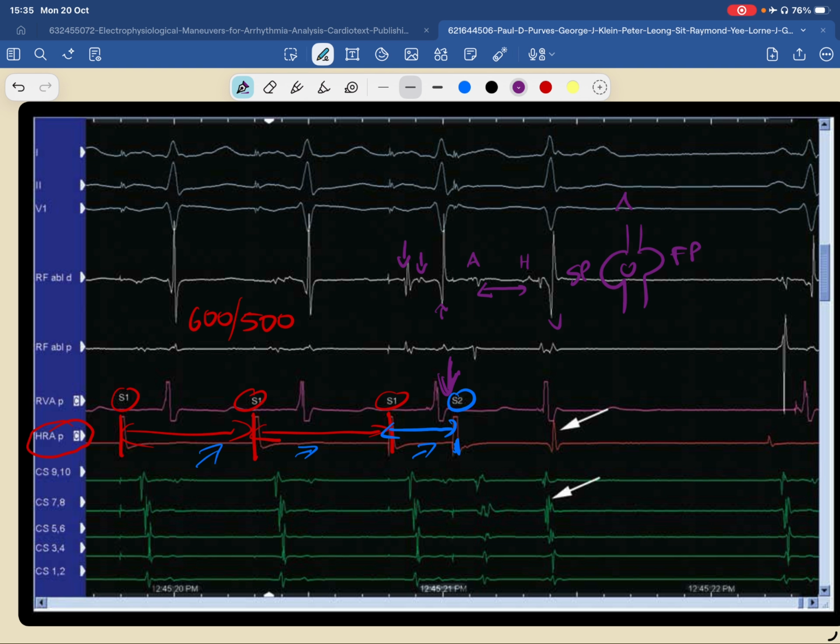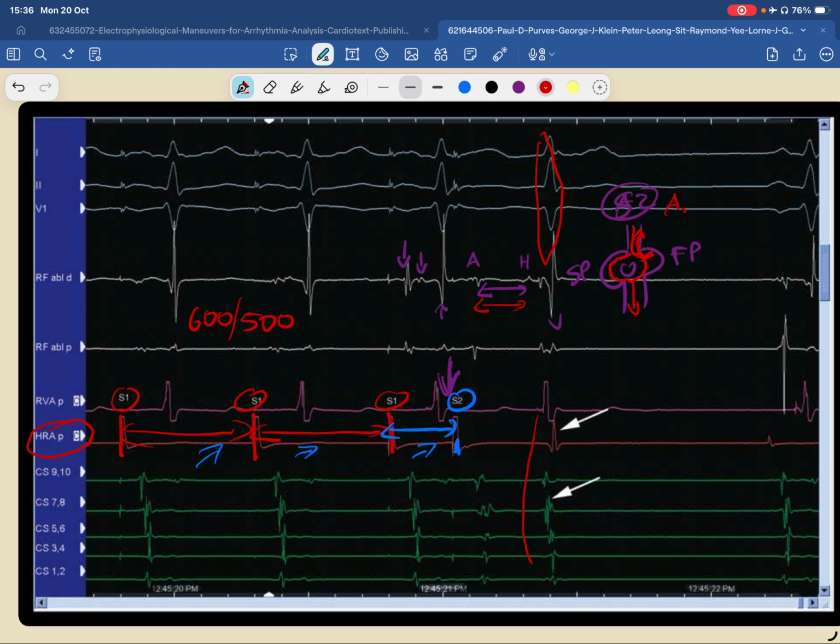Normally, after you give an S2 or an extra beat, that wavefront comes in and blocks in the fast pathway, because the fast pathway is still refractory in that moment, and therefore it chooses to conduct down the slow pathway. And because it's conducting slower in the slow pathway, you have this long AH interval, because we have blocked in the fast pathway. Then it comes down here, conducts to the V, but also at the same time conducts back up to activate the A again.